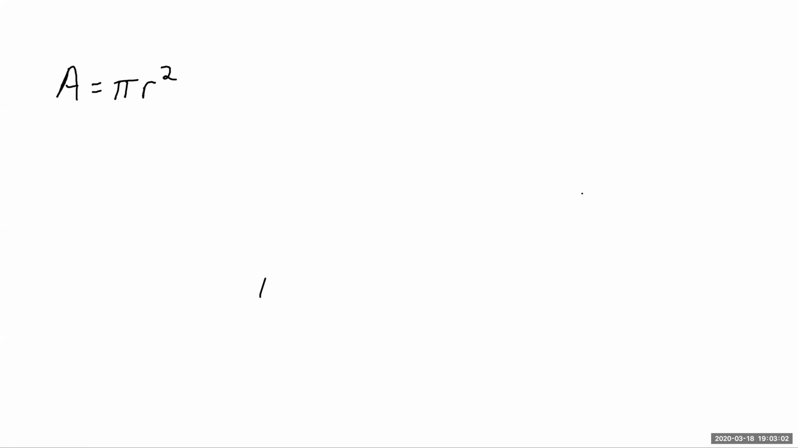Thank you. Okay, so the question says, suppose that the radius r and the area A equals pi r squared of a circle are differentiable functions of t. Write an equation that relates dA/dt to dr/dt. So how can we write an equation that relates the derivative of our area with respect to time to the derivative of our radius with respect to time?